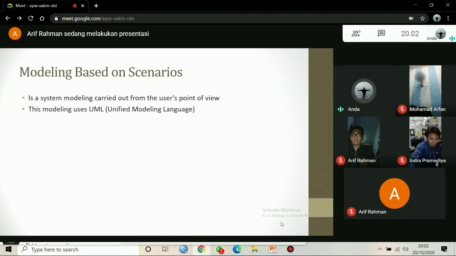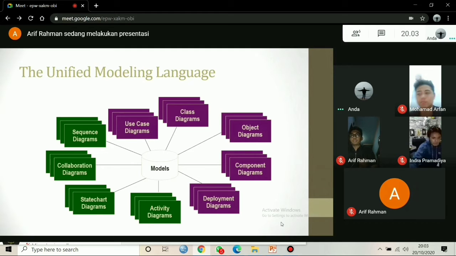Modeling based on scenarios. In system modeling, this is carried out from the user's point of view. This modeling uses UML, the Unified Modeling Language.